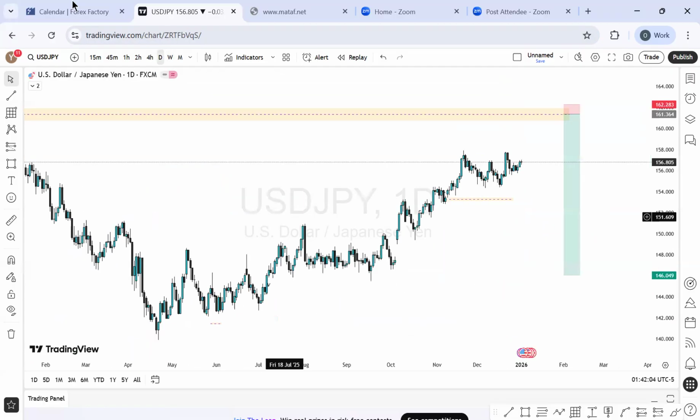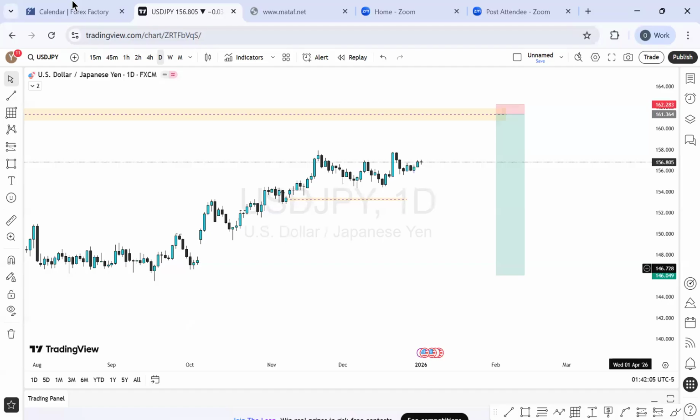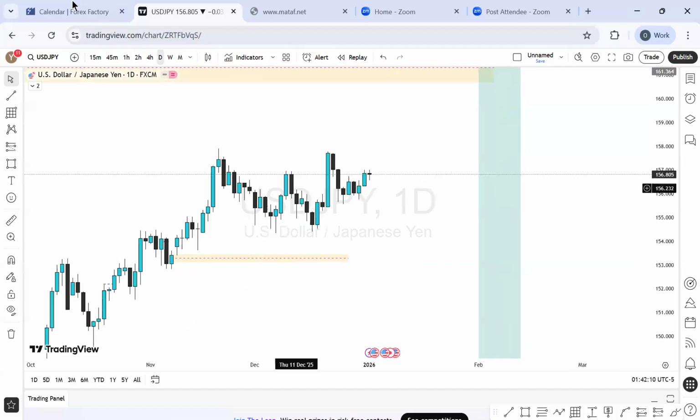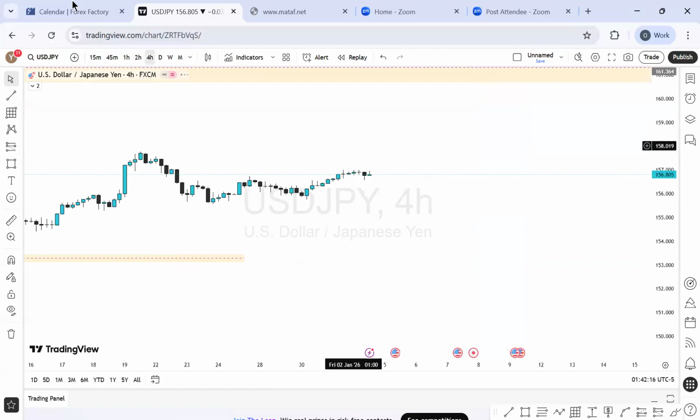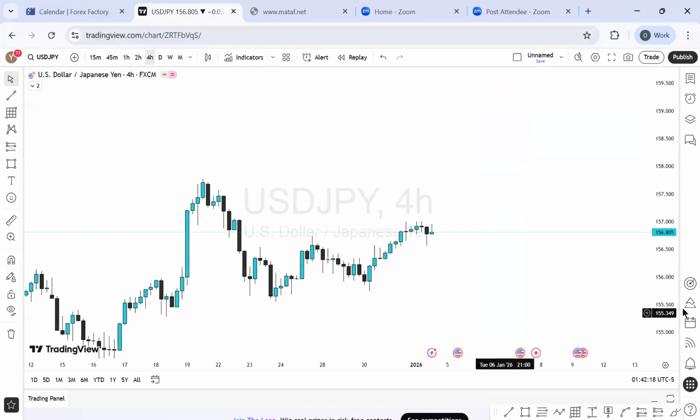Significantly, it has been ranging and trapped, consolidated for some time now on the daily time frame over the weekend. But this is what it's looking like. We really have not much issue here. Let's go to the 4 hour time frame perspective and see where we have momentum. 4 hours is an absolute range.